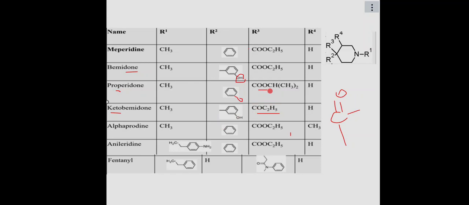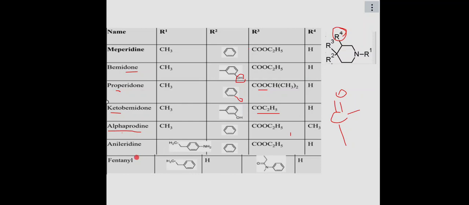Then you can see now we introduce another kind of compound, the alphaprodines. Prodines is a new name, and the prodines are for those compounds that have a substitution at that particular position. So when you talk about the prodines, they do have a substitution at that position. So that is alphaprodine.